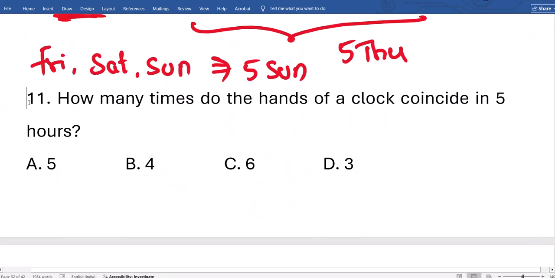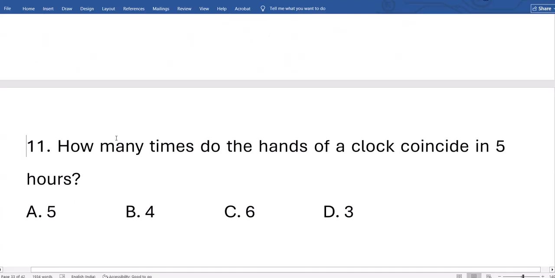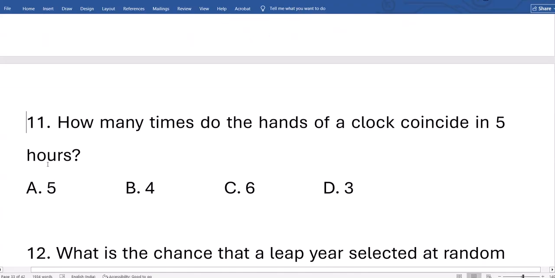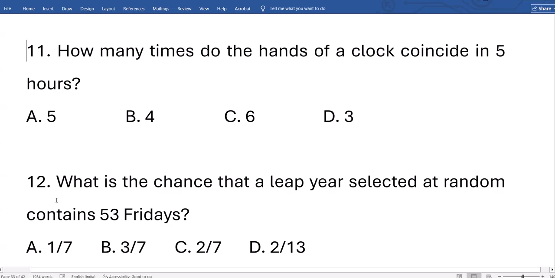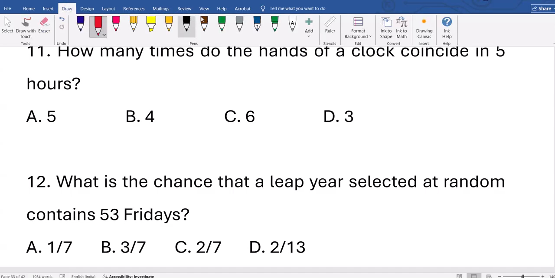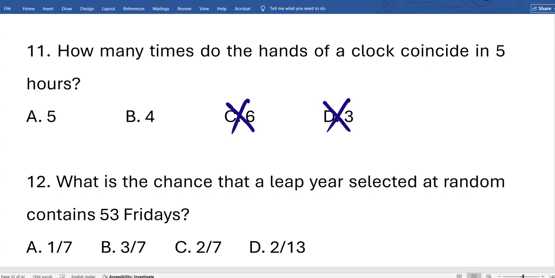This is clocks. How many times do the hands of a clock coincide in 5 hours? Next, probability related. Before that, 11 clocks. Any answer? There is a mistake in the question, to be frank. It should be either 4 or 5. They should mention the timing particularly. They said 5 hours, right?